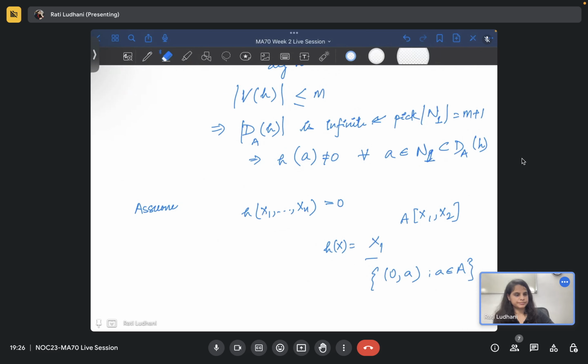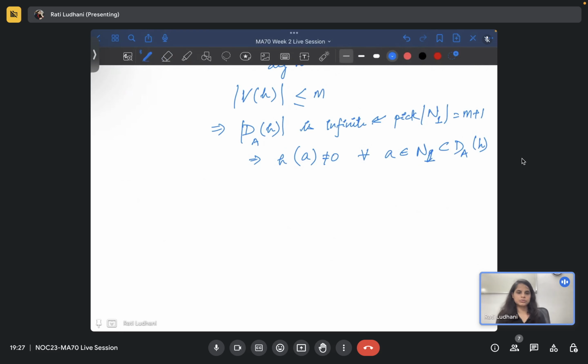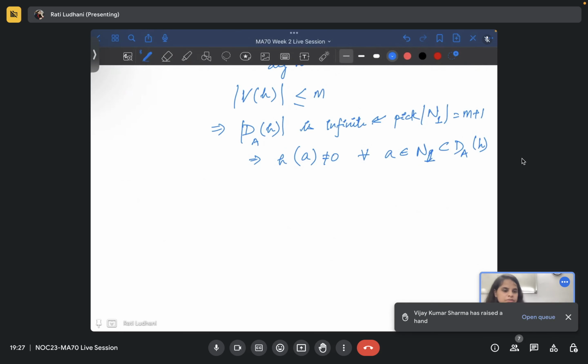Is that okay? Yeah, fine. So that's why we know this fact for n equal to 1, but this is not true even for infinite. Yes, Vijay?